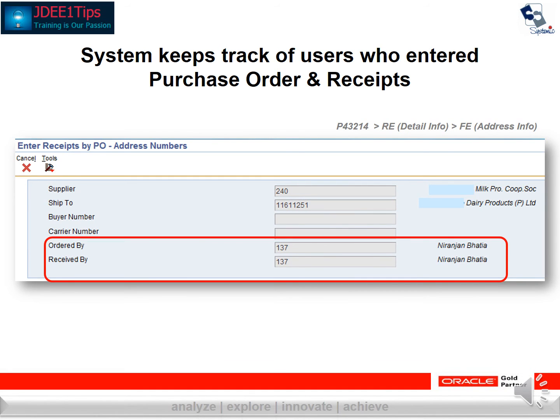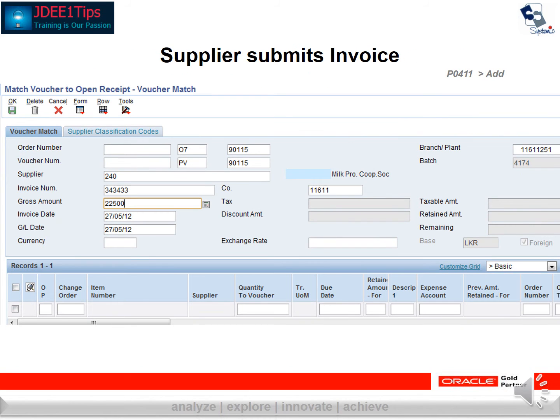The system would keep track, as a standard functionality, over the purchase orders and the receipts, and also who are the functionaries who have analyzed and created a purchase order and who has received it. Thereby it brings in a control over the creation as well as the receiving process. Supplier then submits the invoice.